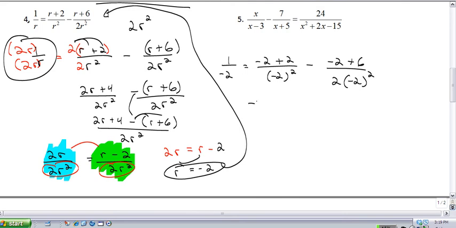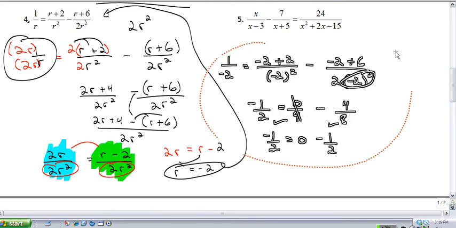Okay, that's negative 1/2 equals 0 over 4 minus 4 divided by 8. So negative 1/2 equals 0 minus 1/2. Does negative 1/2 equal negative 1/2? Yes. That's how you would check an extraneous solution. You just get your answer, plug it back in, and make sure it works.